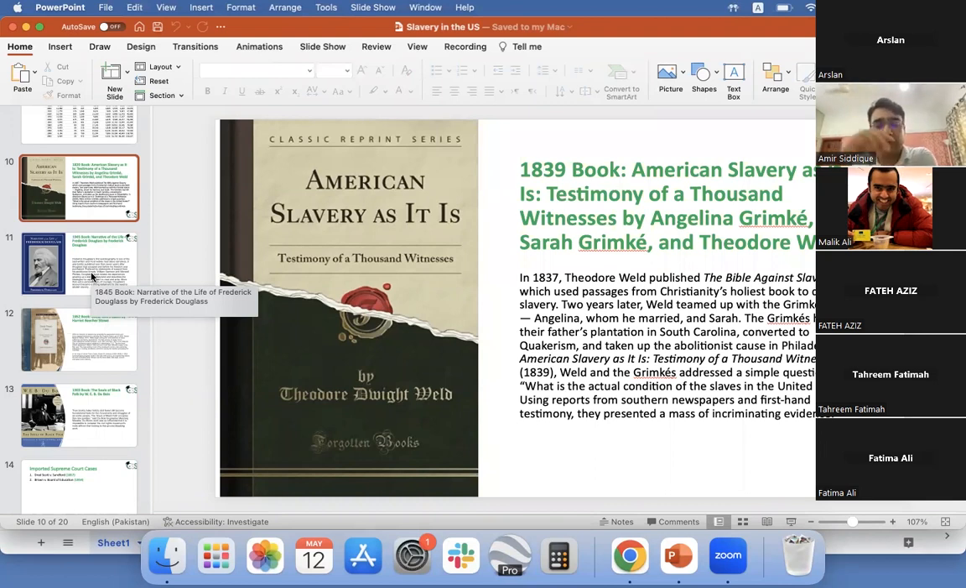Theodore Weld was a very popular abolitionist who married, I think, Angelina Grimke, and Sarah Grimke and Angelina Grimke are two sisters. They were very popular, very active white abolitionists from the North, right? This book came out in 1839, and in America there's a big culture of reading books. It's not like in Pakistan, where books come out and nobody knows what's going on in there. The important books are read by a lot of people in America, right?